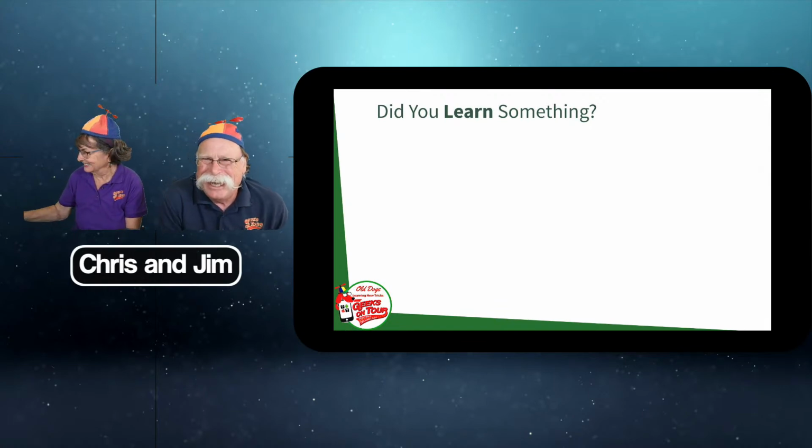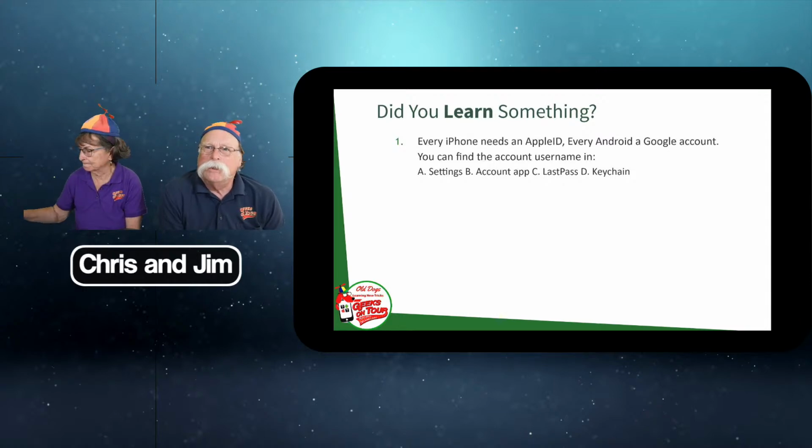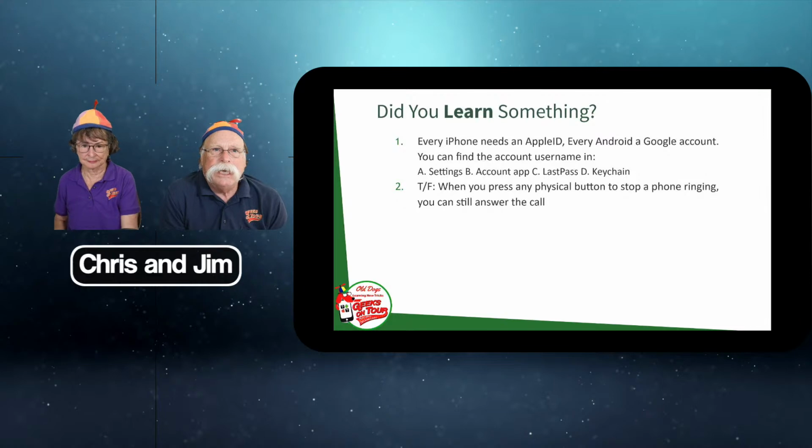It's crazy. All right. Every iPhone needs an Apple ID and every Android a Google account. You can find the account username in A, settings, B, account app, C, LastPass, or D, keychain. A, settings. All right. True or false, when you press any physical button to stop a phone ringing, you can still answer the call. True. That's so cool.